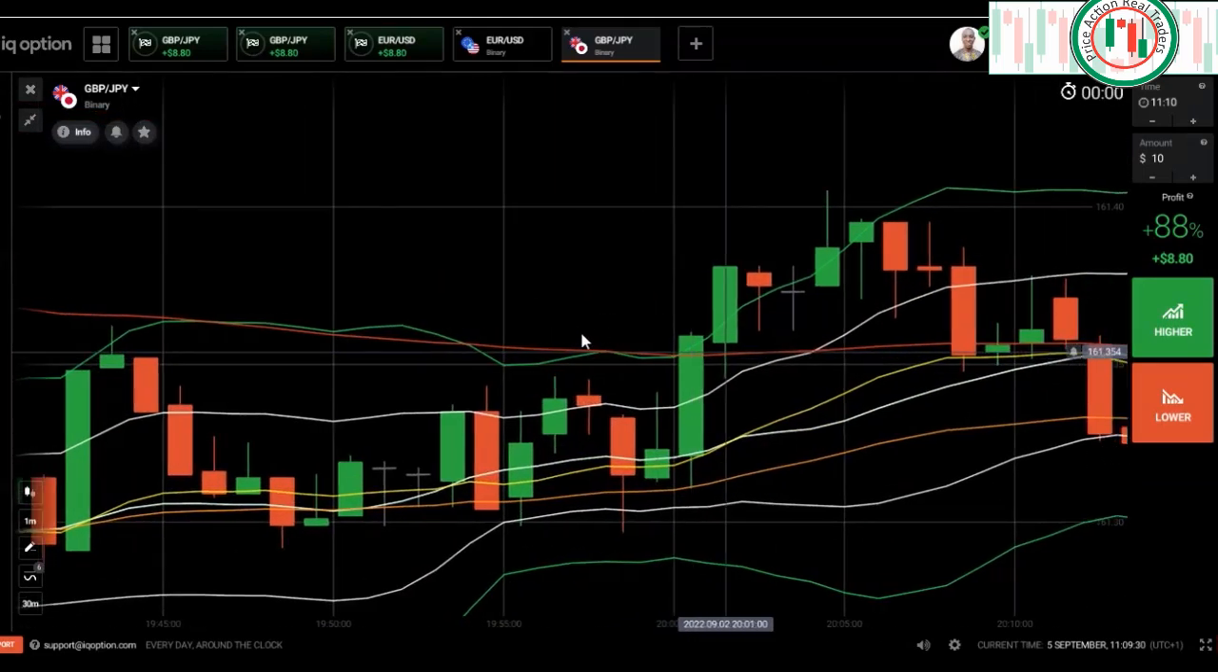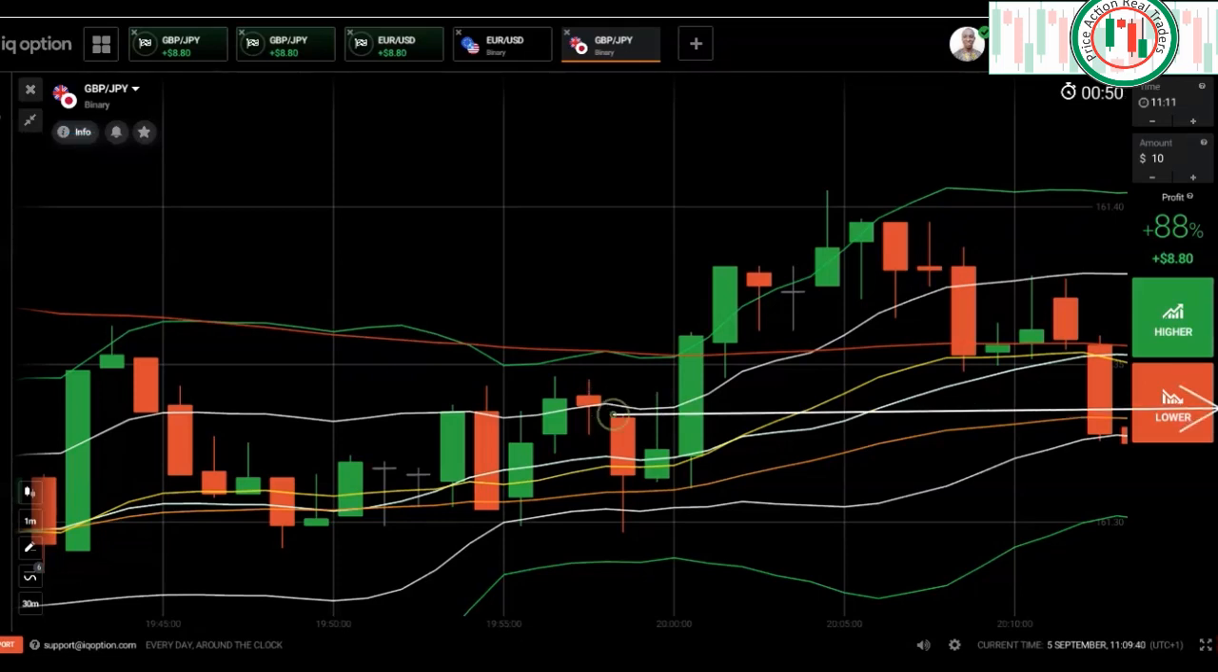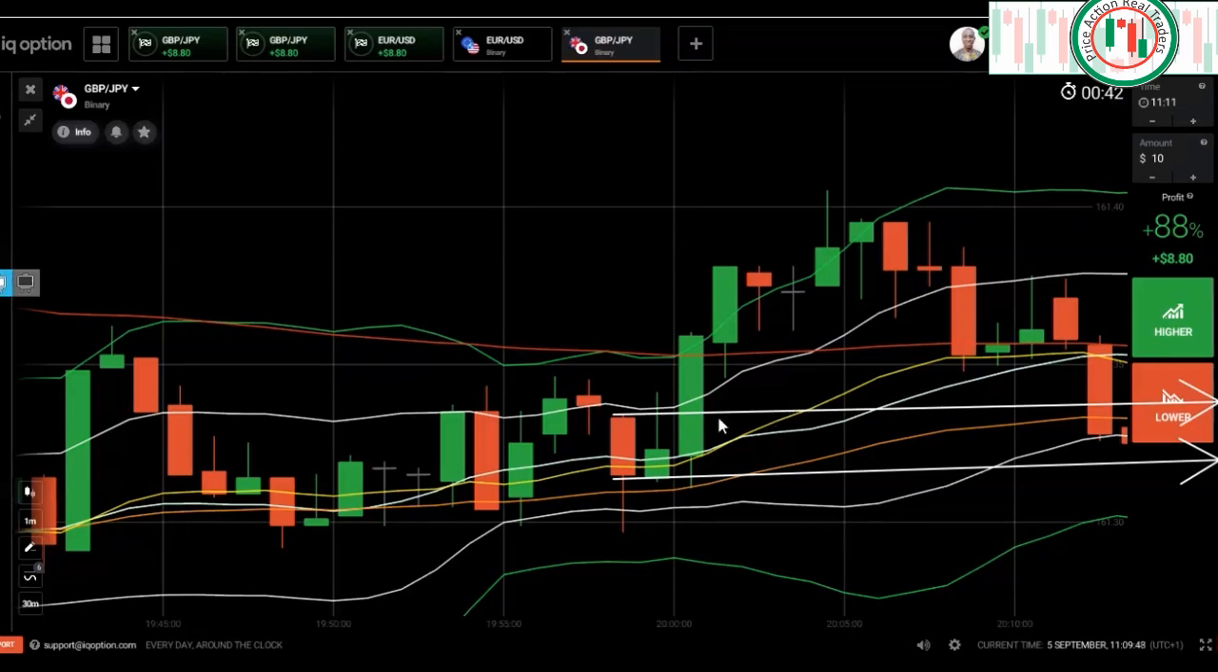And you see here, still we are in a range market. So why is our zone here? This is supposed to be our zone. You see here, and here, this is our zone. Why? Because of the ranging market. If the market comes down, immediately it goes up. So this is our zone.